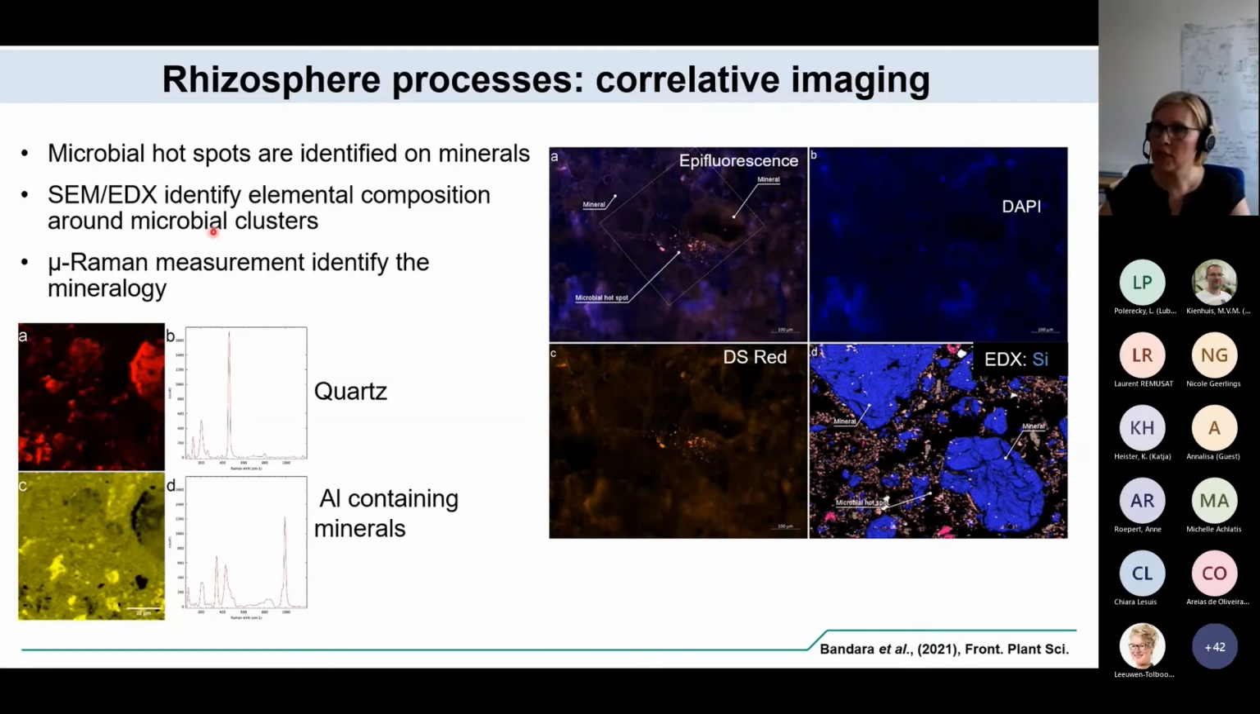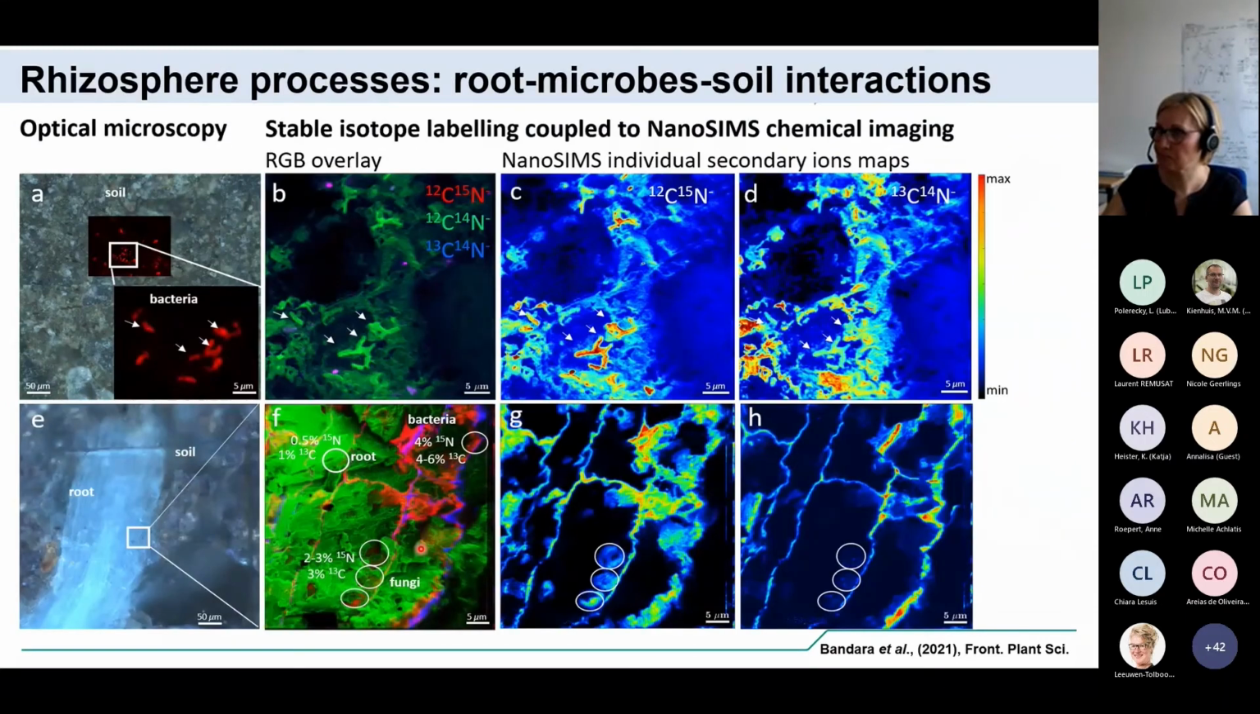And here, what we did, we identified the microbial hotspots on the mineral. We looked around these microbial clusters to see which elements and minerals we found there, with Raman and electron microscopy. Now, this is probably the most important part, where we go close to the process or a particular role of a microorganism in a certain process.